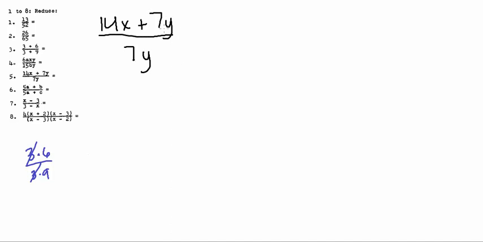So again, you might be tempted to cancel the 7y's out, but you cannot do that unless they were being multiplied. Unless in the numerator it was 14x times 7y, then you could cancel them. But whenever they're being added, you can't cancel.